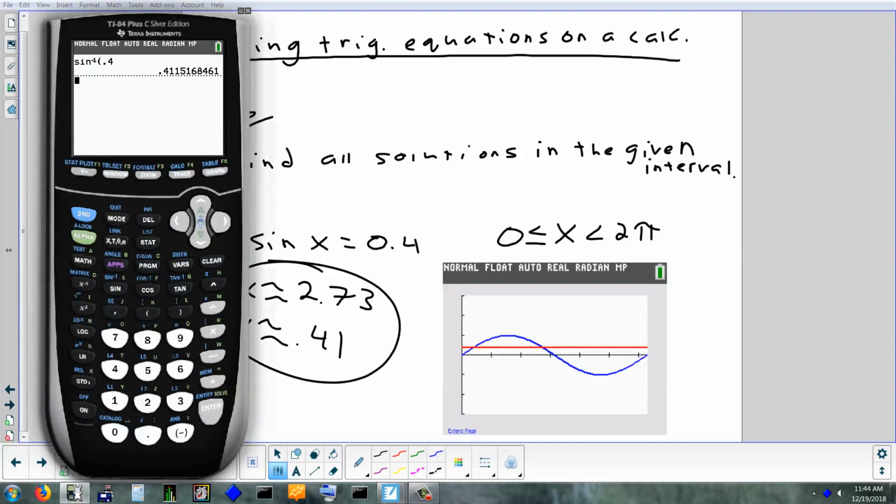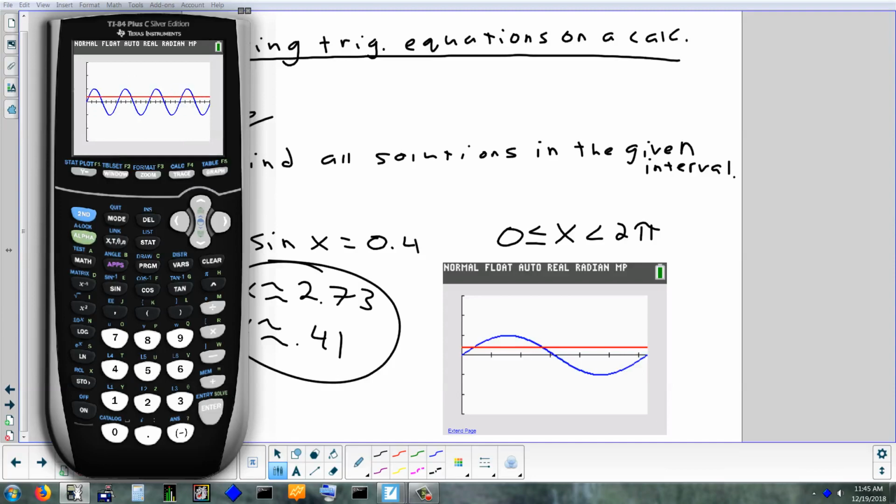Now, why did they tell me between 0 and 2 pi? Like, are there going to be more answers? Yeah. Like if I set this bigger, like if I go all the way to 25, you're going to have a wave, and you're going to have a horizontal line that keeps hitting it over and over. Well, it hits these points very regularly.